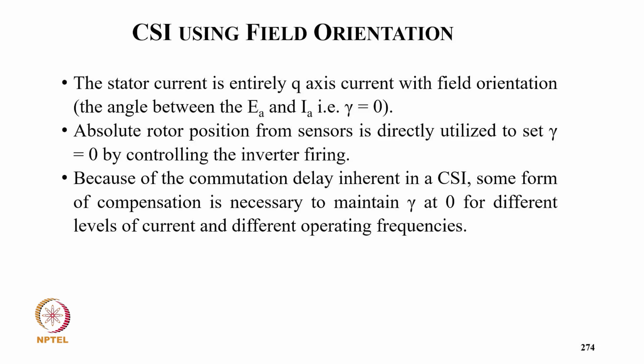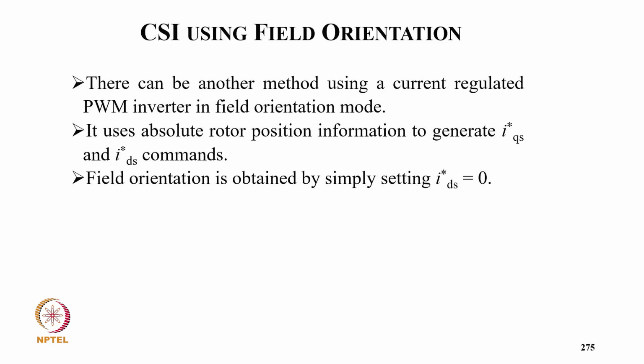So the stator current is entirely Q axis current with the field orientation. The angle between E and Ia is gamma equal to 0. Absolute rotor position from a sensor is directly utilized to set gamma equal to 0 by controlling the inverter firing. And because of the commutation delay inherent in a current source inverter, some compensation is necessary to maintain gamma at 0 for different levels of current and different operating frequencies.